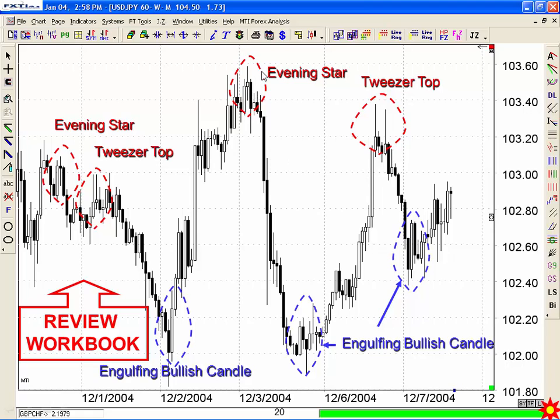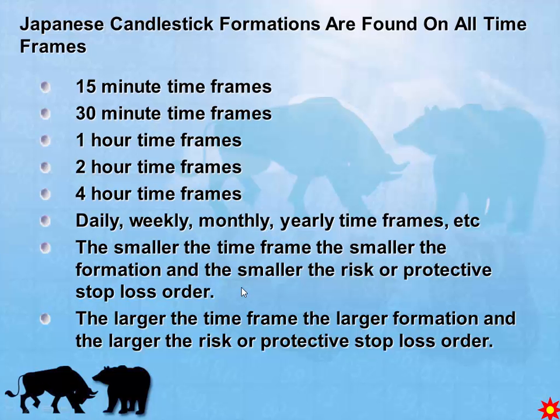Okay, so you can see right here, evening star pattern. This is a tweezer top, a bullish engulfing, bullish engulfing, bullish engulfing. And you want to print out a chart and just start looking at all these patterns, and you can see that they're found on all of these. You can find them on a 30-minute chart, a 1 hour, 2 hour, 4 hour chart, daily, weekly, monthly time frames.